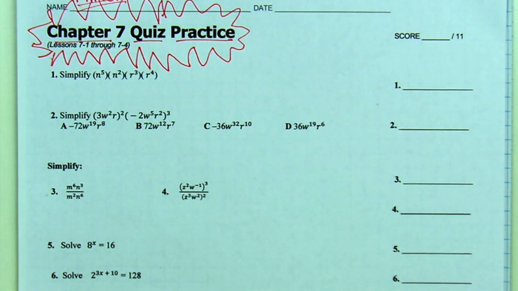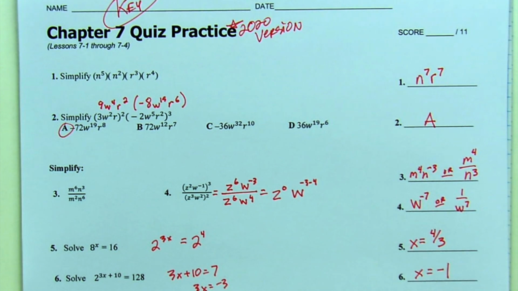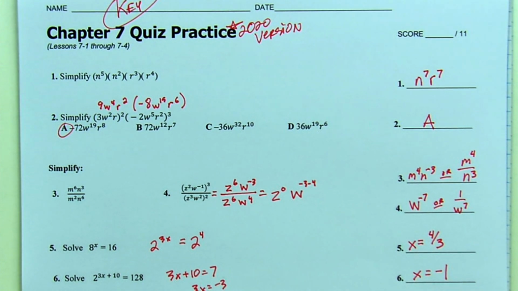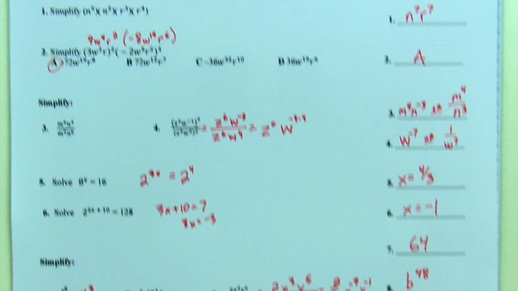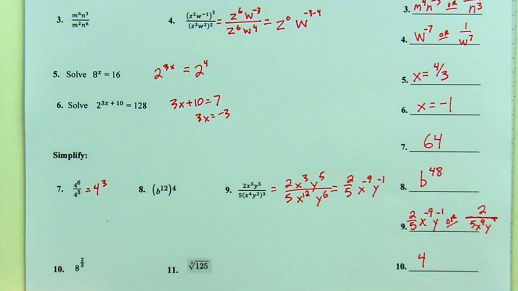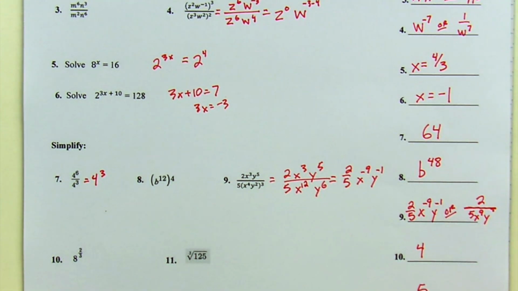I'm just going to start off by showing you the answer key. So here's the answer key. Here's the first 7 problems. You can pause this video for a second. And then here are the rest of the answers, 8, 9, 10, 11.